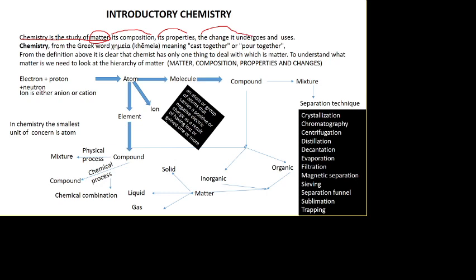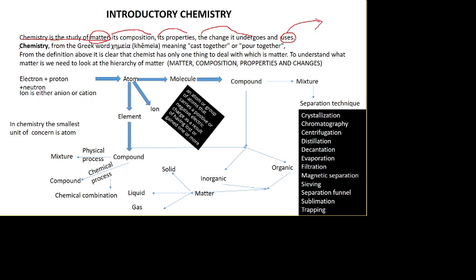Those are not the only things that we need to know. We also need to know the uses of matter, which is on an industrial scale. This is where chemistry becomes money.